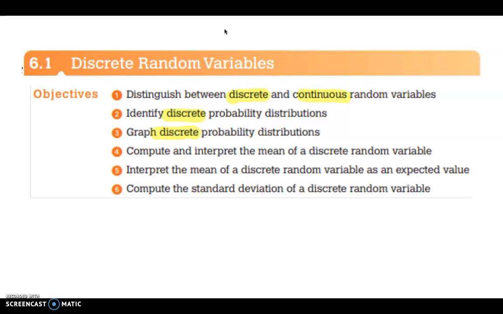We're going to calculate and interpret the mean of a discrete random variable. Interpret the mean of a discrete random variable as an expected value. That will be a big term. And the standard deviation of a discrete random variable. Again, discrete means we are countable.